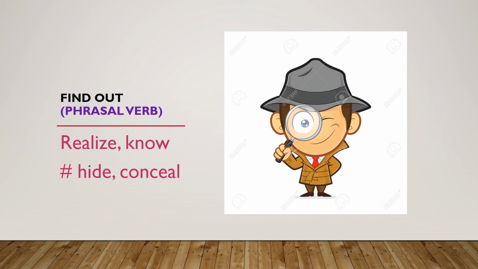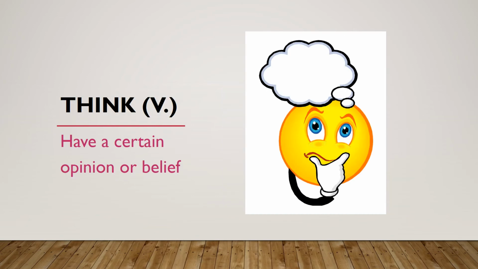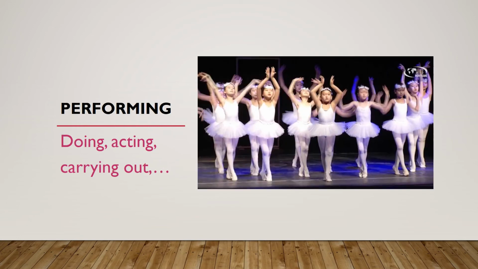Find out is a phrasal verb which means realize or know. The opposite is hide or conceal. Think is a verb which means have a certain opinion or belief. Performing is a verb which means doing, acting, or carrying out.